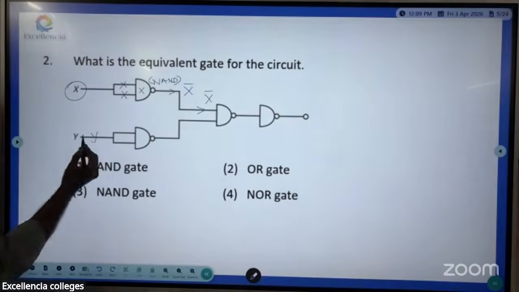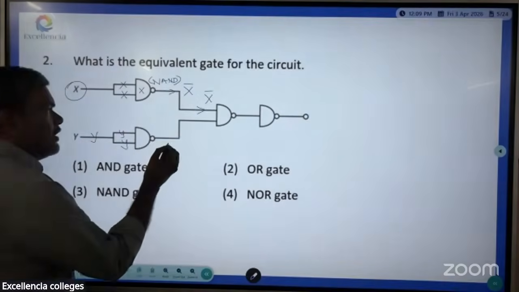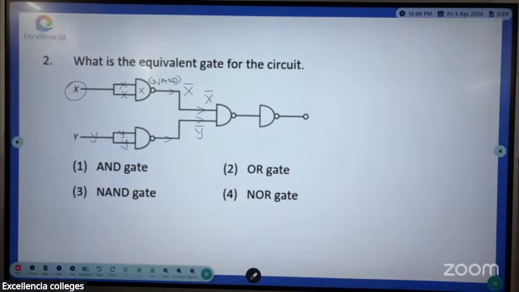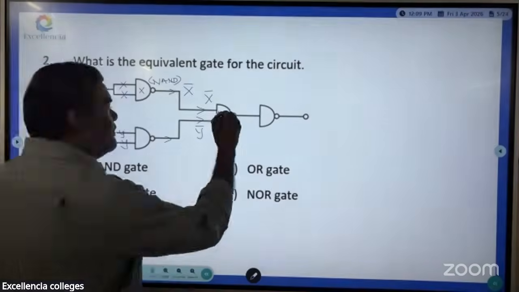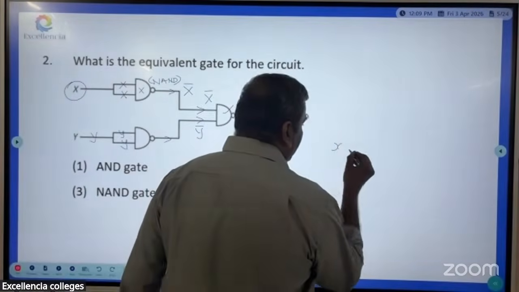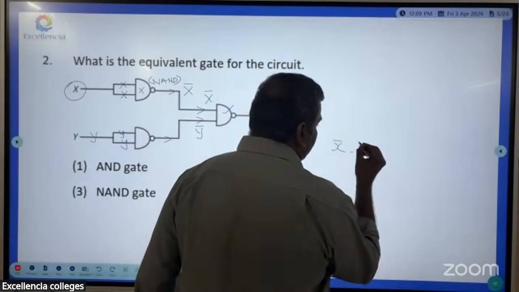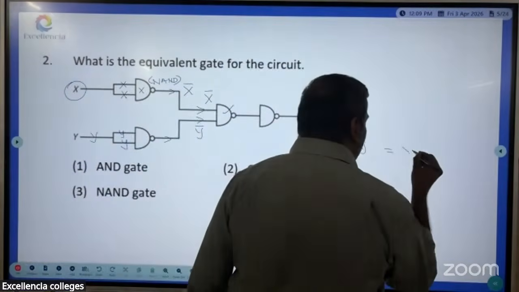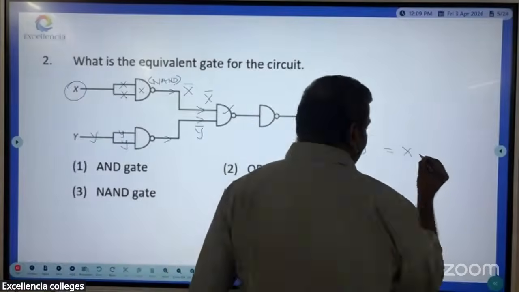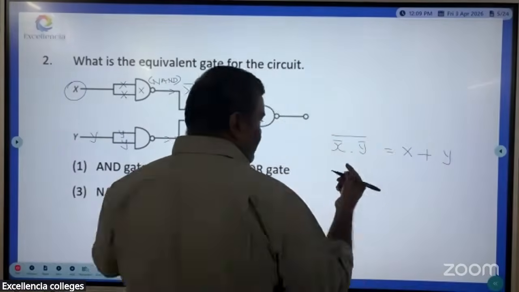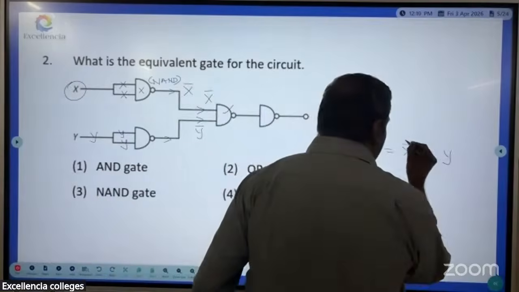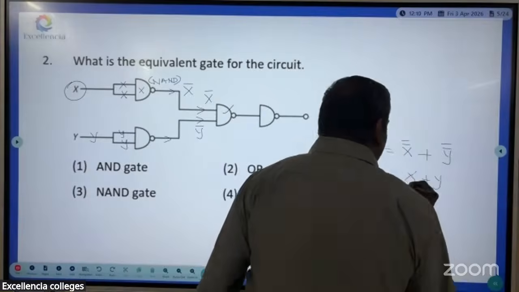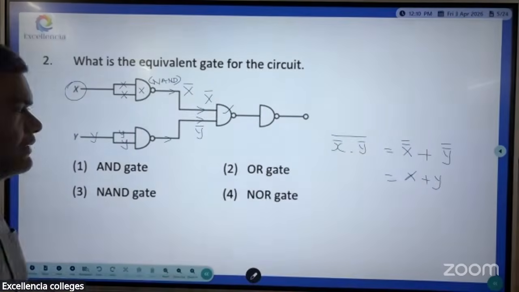Same way, this is Y here, so it's going to become Y and Y, and again the output of that is going to become Y bar. So we are going to feed X bar and Y bar into this NAND gate. So we have X bar dot Y bar fed into a NAND gate, so the output of that is going to become X plus Y. Because basically one step will become X bar whole bar plus Y bar whole bar, and that's going to become X plus Y. Now this X plus Y means it's an OR here.